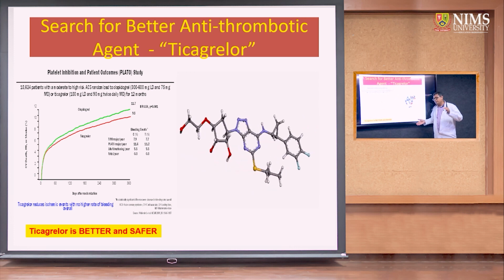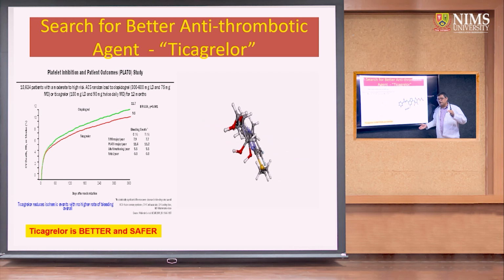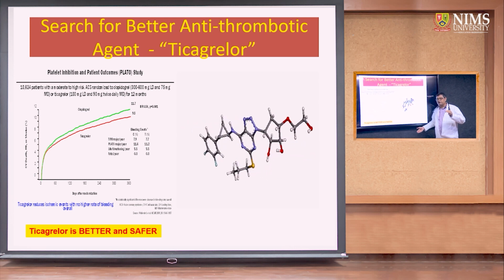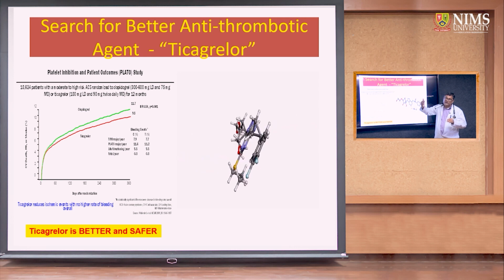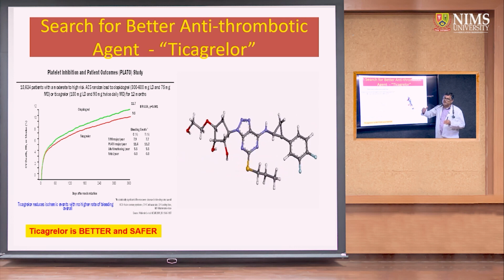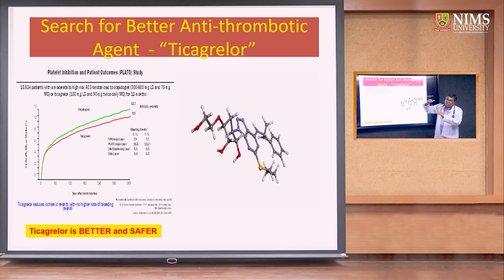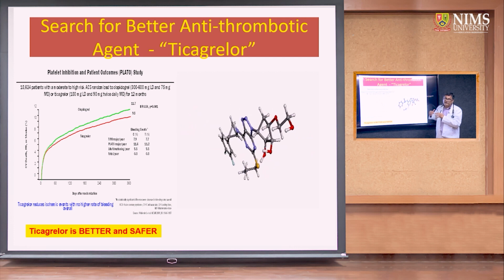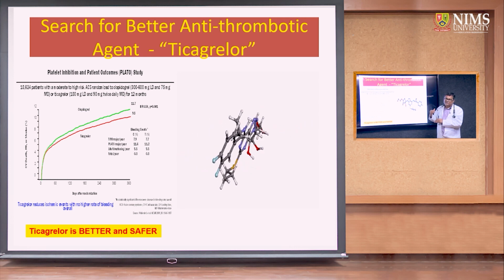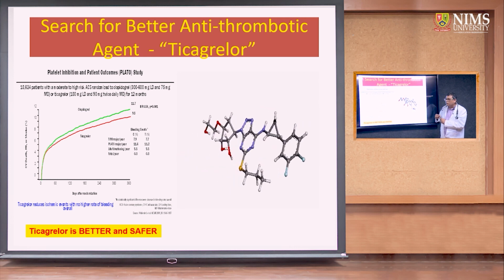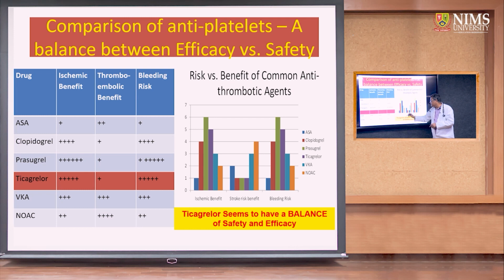On one hand, prasugrel is a very potent antithrombotic, but with much higher bleeding risk. Clopidogrel has much lower bleeding risk, but much higher thrombotic risk. Here comes ticagrelor, which is much more effective in reducing thrombotic risk, but with lower bleeding risk. That is why ticagrelor became more useful. Next. So it was better and safer.